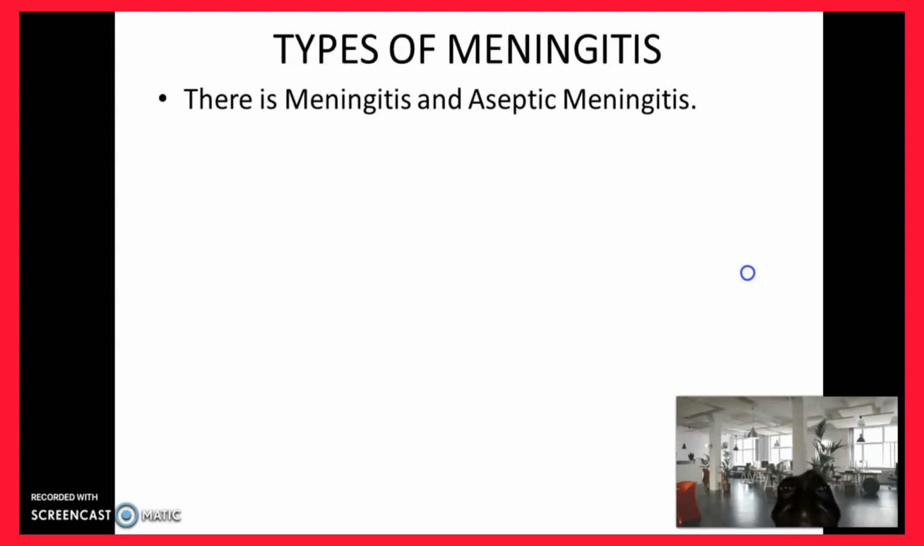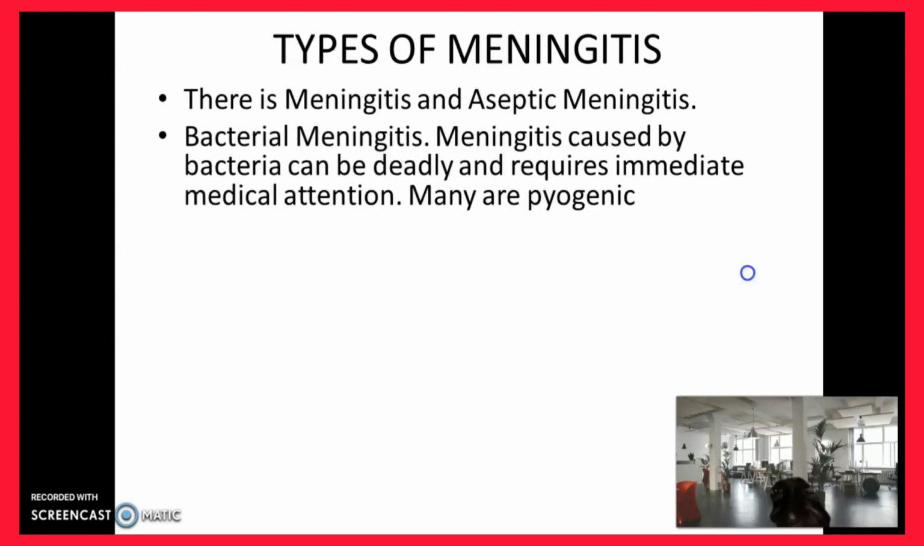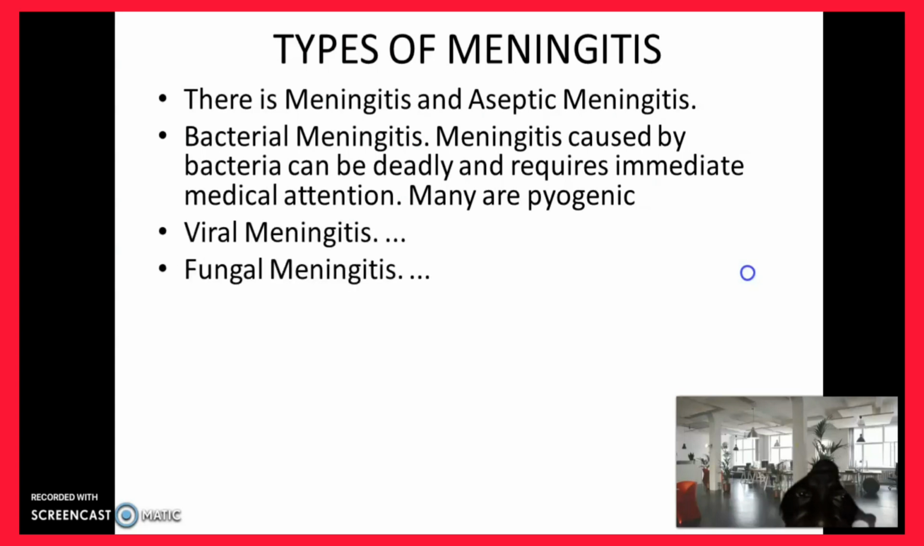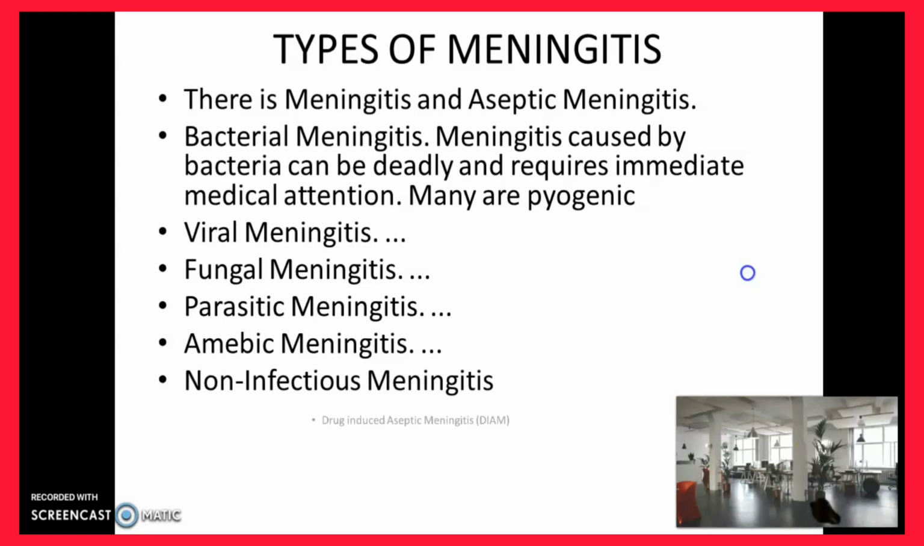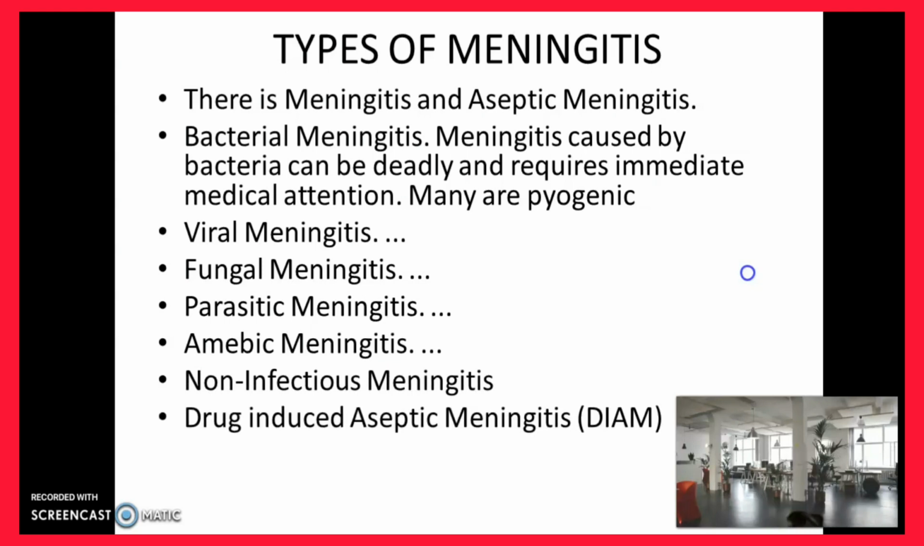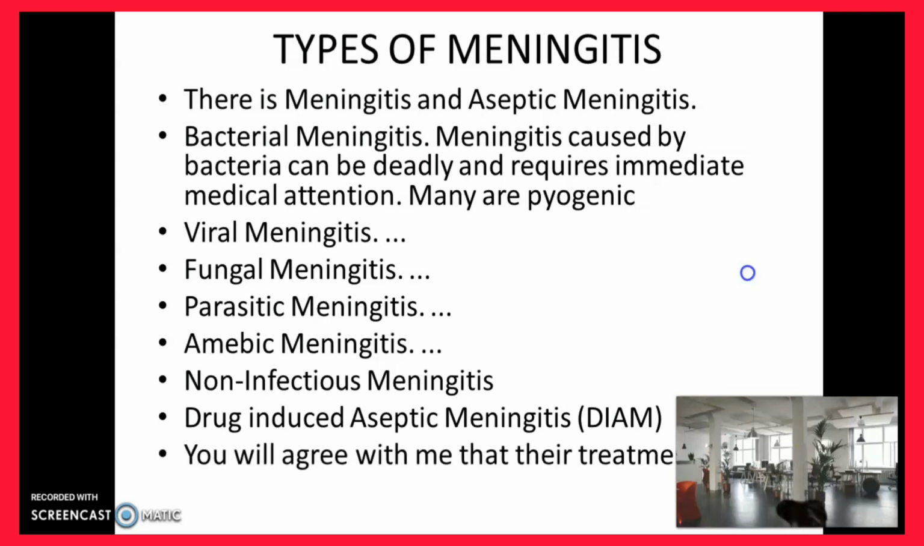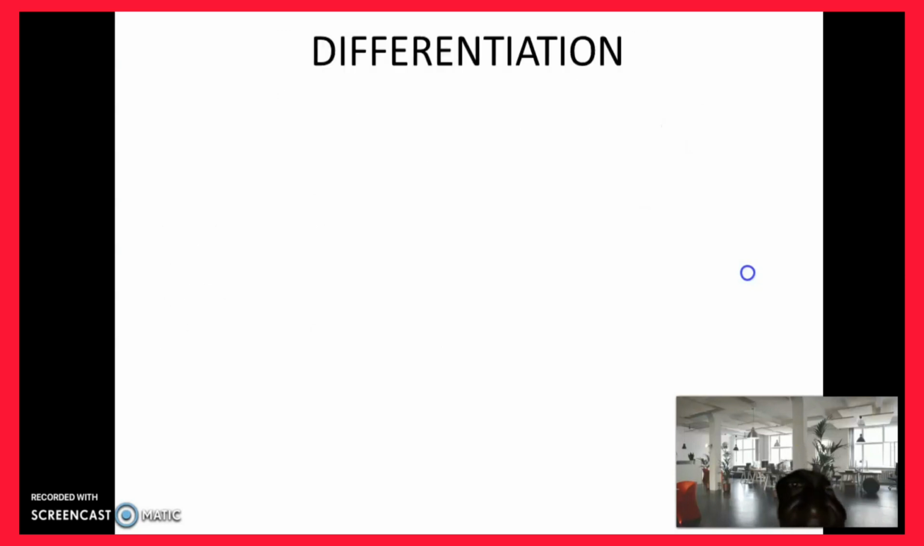The types of meningitis are septic meningitis and aseptic meningitis. The septic one is usually described as bacterial meningitis, which is caused by bacteria and is very pathogenic. That is, the response from the immune system is more of white blood cell proliferation. Viral, fungal, parasitic, amoebic, non-infectious meningitis, and drug-induced aseptic meningitis are all classified as aseptic. You will agree with me that this kind of list would necessitate different treatments, and so we need to know more to be able to treat right.